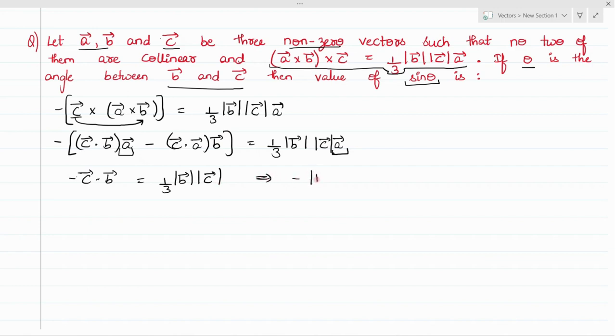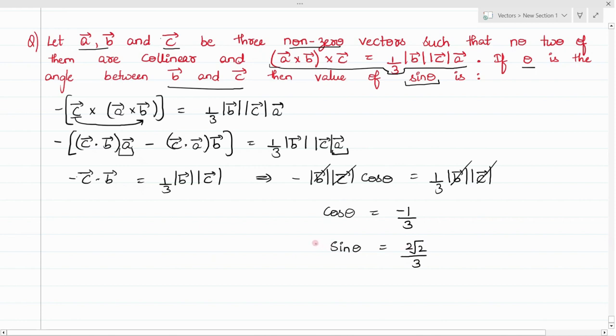We can write it as minus of magnitude B magnitude C cos theta, because theta is the angle between vectors B and C. So it becomes 1 by 3 B C. Just cancel the magnitudes on both sides. Now from here cos theta becomes minus 1 by 3. So from the Pythagoras theorem, we can write sine theta as 2 root 2 by 3. So this is the required answer to this question.